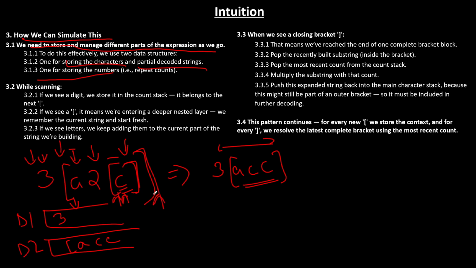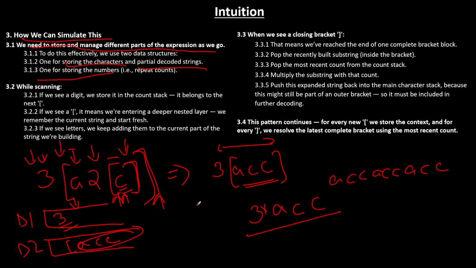You see, okay, we get another closing bracket. So you just pop out this complete character, and you pop out the latest number present within the other data structure. It's three. So according to the question, you multiply it three times. So you get A, C, C, A, C, C, and A, C, C. And after that, you see the string is over. So we got the resultant. This is the complete understanding of the problem, or the intuition buildup.